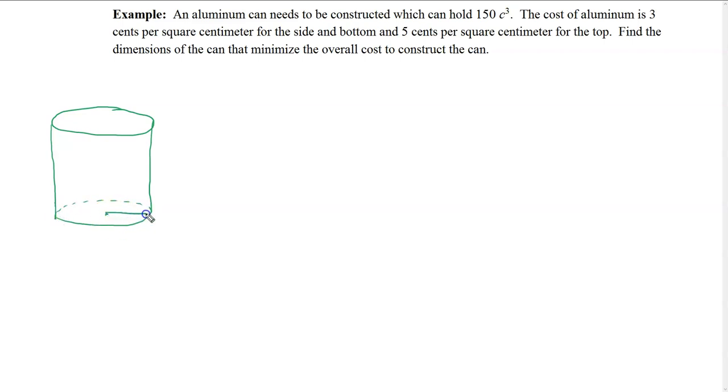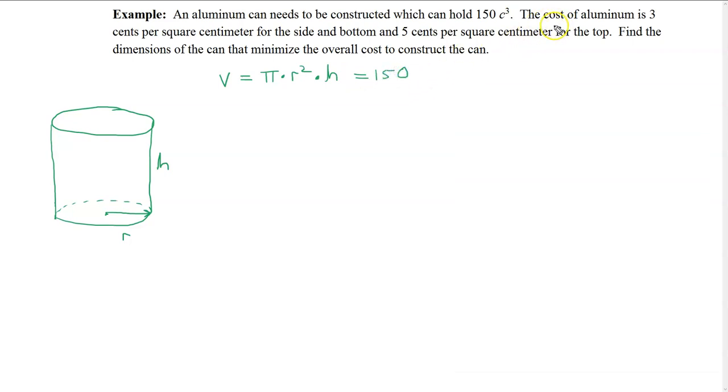And we'll label the radius of the can right here, we'll call that R, and the height of the can we'll label as H. Alright, now looking back at the problem, we want to find the dimensions of the can that minimize the overall cost to construct the can. We're also given that the can is supposed to hold 150 cubic centimeters, so that means we want to find the volume of this can. Now the volume of a right circular cylinder like this is going to be the area of the base, which is pi r squared. You have to remember the area of the circle. So it's going to be pi times r squared. This is the area of the base, which is the area of the circle, times the height. So that's our volume, and that's equal to 150.